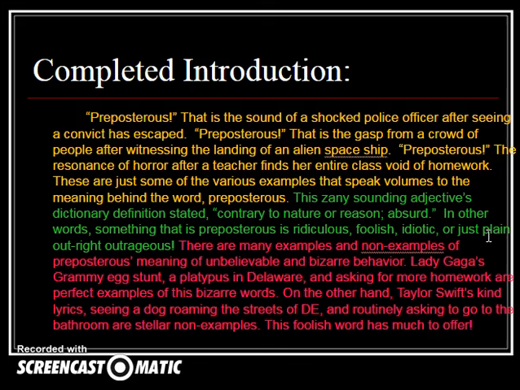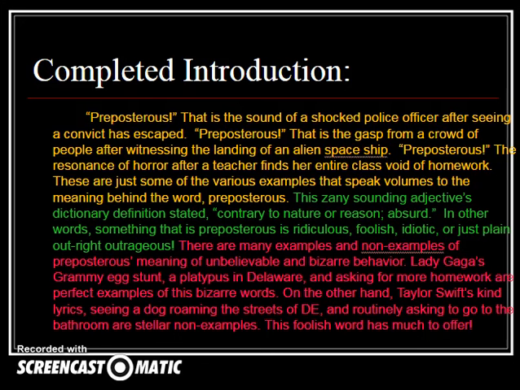Notice everything is written in paragraph form. It doesn't just say preposterous, contrary to nature or reason, absurd, adjective. It should be a flowing sentence. Then my pink are all of my examples and non-examples I'm going to use in my body paragraph to talk about preposterous. You need to have a person example, a place or thing example, and a quote example. Okay, you need those 3 things, and then you need a person non-example, a place or thing non-example, and a quote non-example.